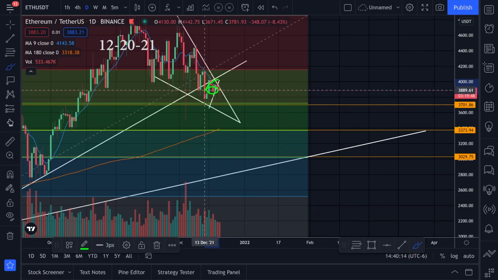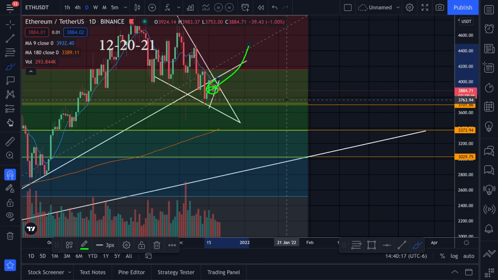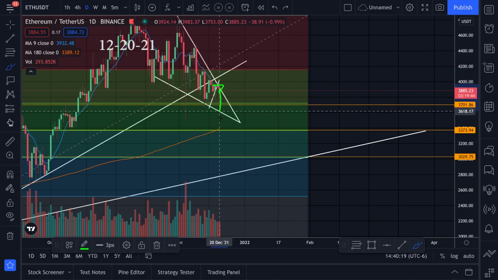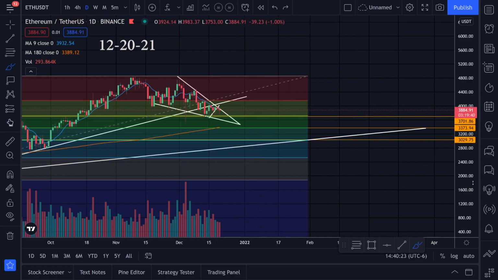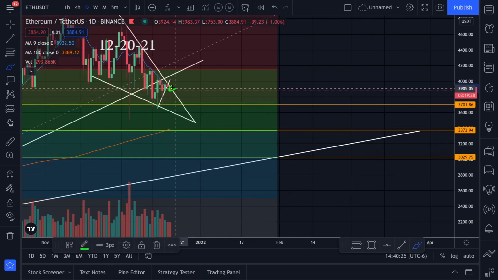Step one would be breaking up out of this wedge. It's still possible that we get rejected and we come down and hit these Fibonacci retracement levels. That's why I still have them open. But like I said, if we start breaking this, then I'm going to be a little less confident on these lower levels.